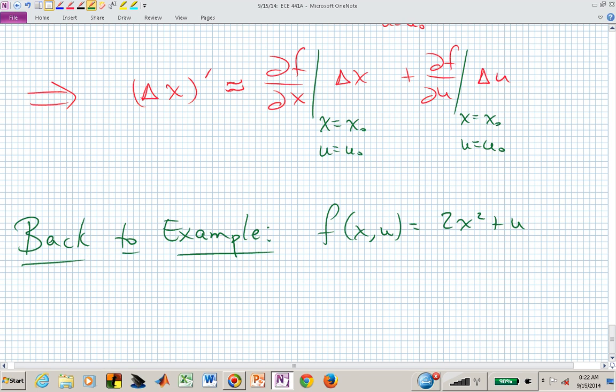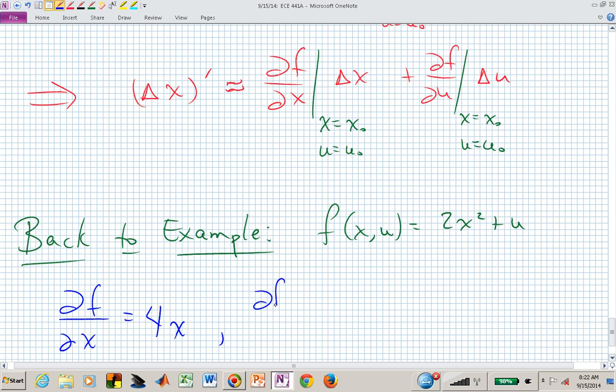This equation in red says we need to take the partial derivative of that right-hand side with respect to x and with respect to u, and evaluate at the nominal operating condition. If we take the partial of f with respect to x, what's that going to be? Now we treat everything else as if it was a constant and only look at x as our variable on the right-hand side. What happens when I differentiate the right-hand side with respect to x? 4x. That's not so bad, is it?